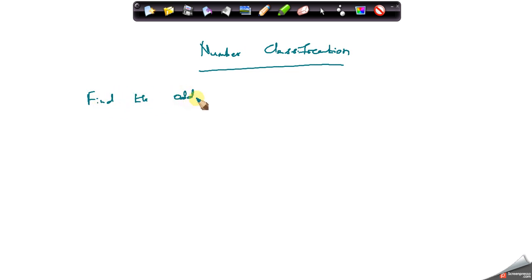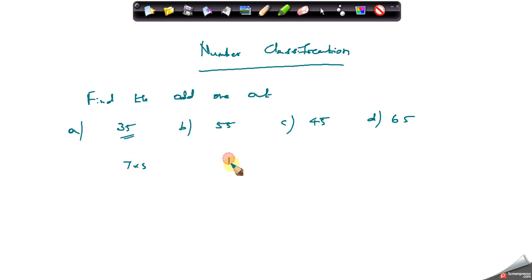Find the odd one out. Okay, choice A is 35, choice B is 55, choice C is 45, and choice D is 65. Find the odd one. This is a multiple of 5, right? This is nothing but 7 into 5. This is 11 into 5. This is 9 into 5. This is 13 into 5, right? So 7, 11, and 13 are prime numbers in this case. This is not a prime number. Therefore, this is the odd man out in this case.